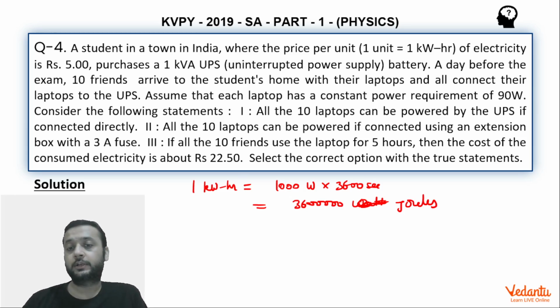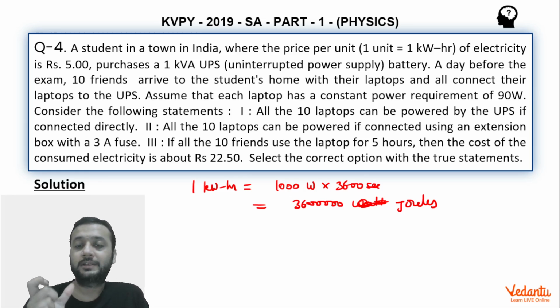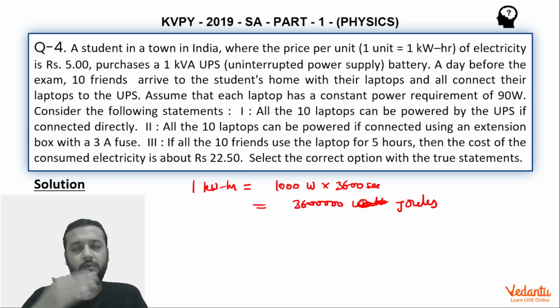So basically if you consume 36 lakh joules of energy, then it is said that you have consumed 1 unit of energy. In our homes, where electricity is supplied as house supply, the bill is measured in terms of units. So 1 unit means 36 lakh joules. Okay, and what is the price of 1 unit in this question? 5 rupees. Generally I guess the price in reality is also somewhere around this.